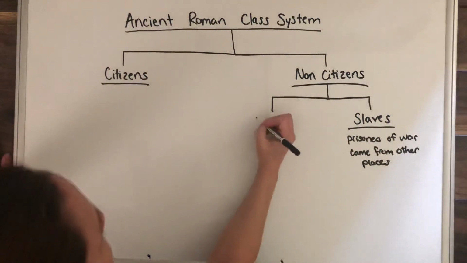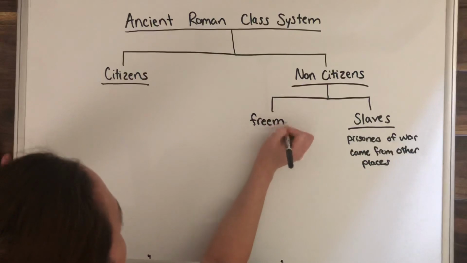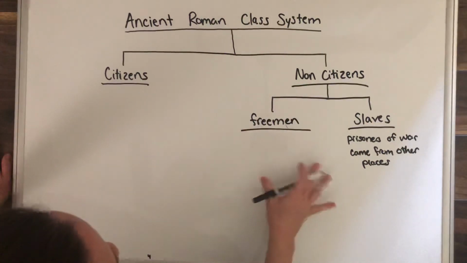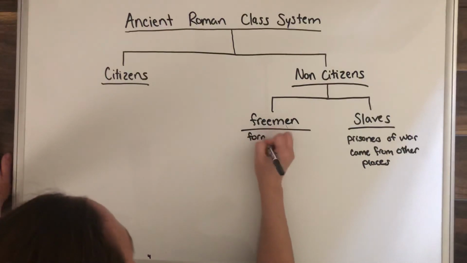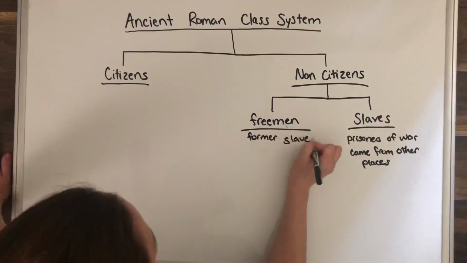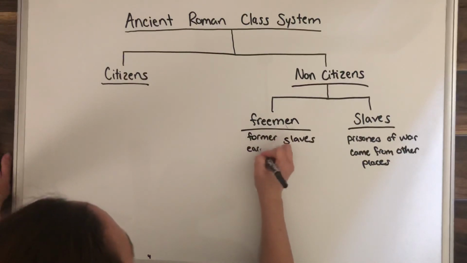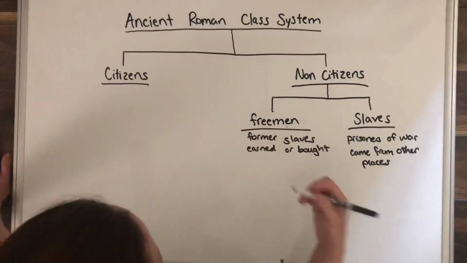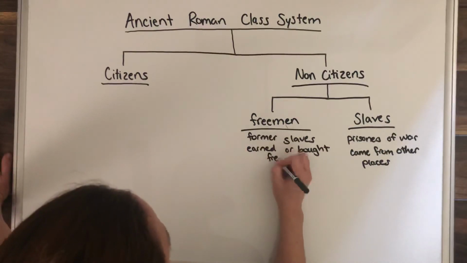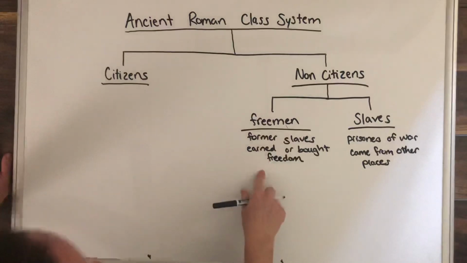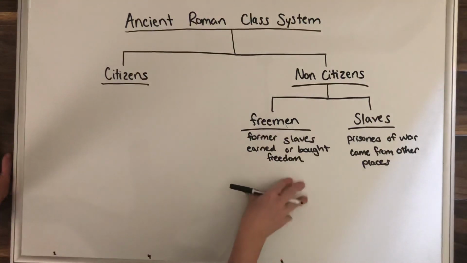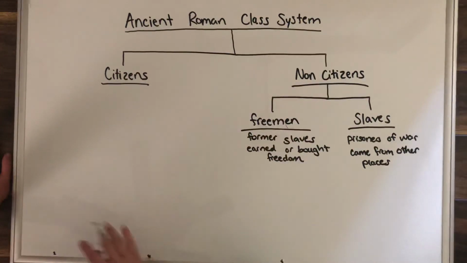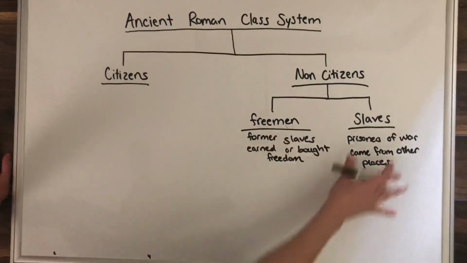And then over here we had the freemen. Oops, freemen, because more than one. Now, the freemen were former slaves. They have earned their freedom or bought their freedom. Not really sure how they would do that. But we have the freemen. So we have the majority slaves, and then we have a little less freemen. The freemen have gotten their freedom, but they cannot ever become citizens, never. All right, so here's our non-citizens.